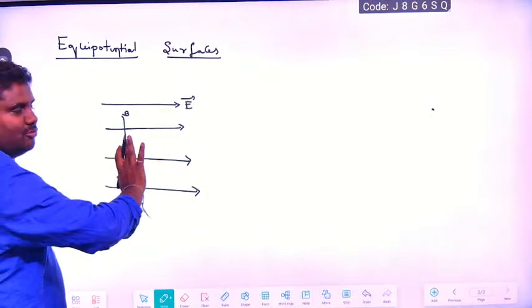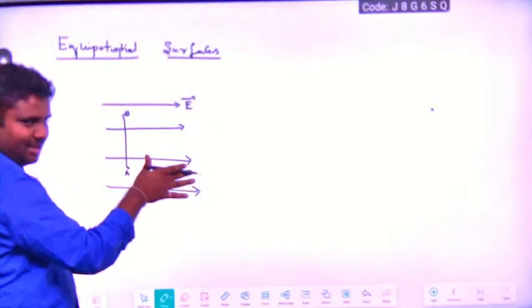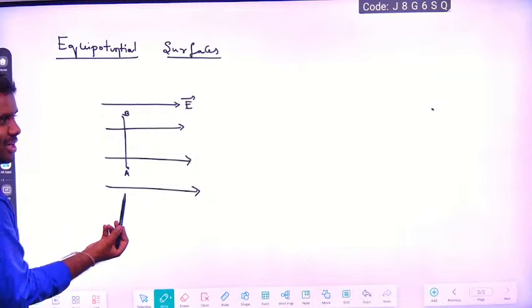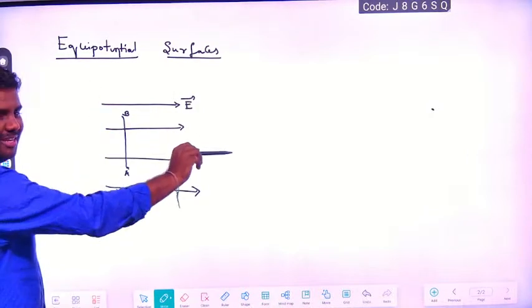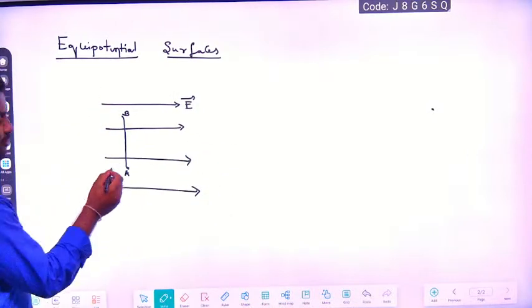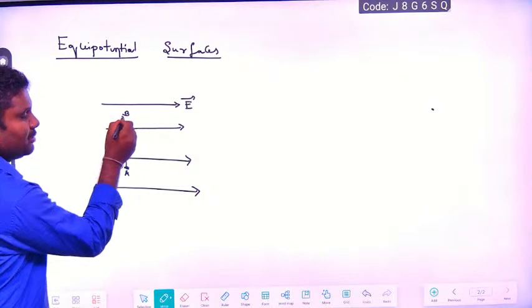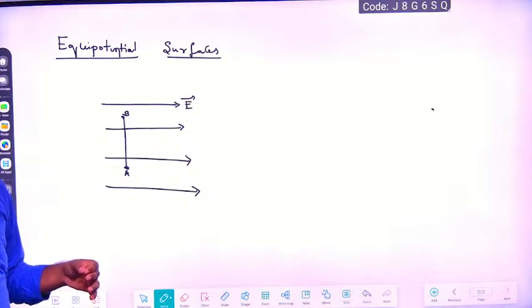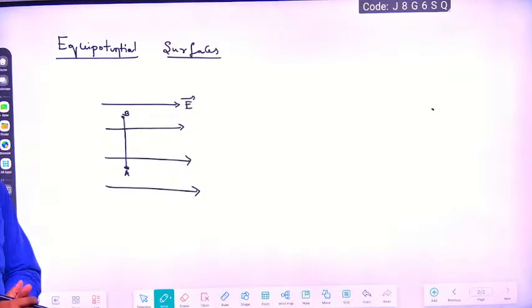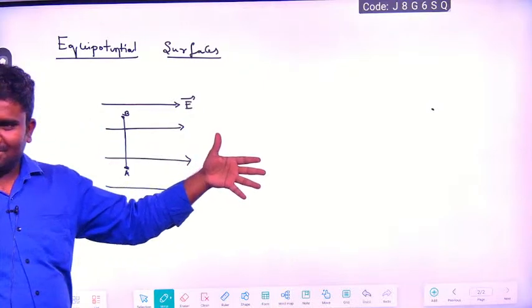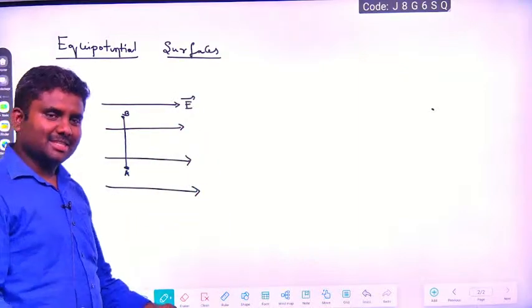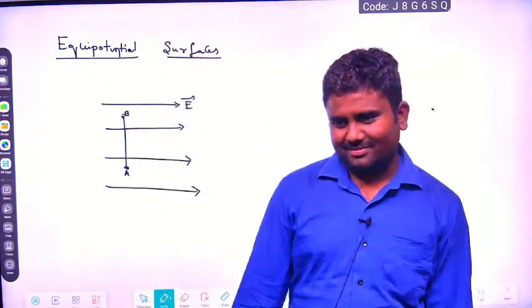They are all parallel, moving in one direction, but they are perpendicular to the movement of the charge. I am moving the charge along the y-axis, but the field lines are along the x-axis. Understood? So whenever I want to move the charge from A to B, what is the work done needed to move the charge? Is any work done required? Because the field lines are going like this, and I am pushing the charge. No work done.